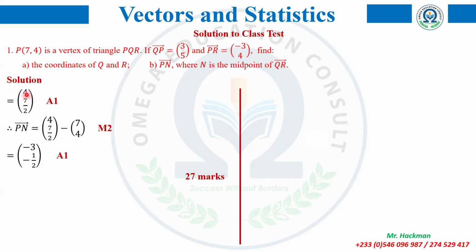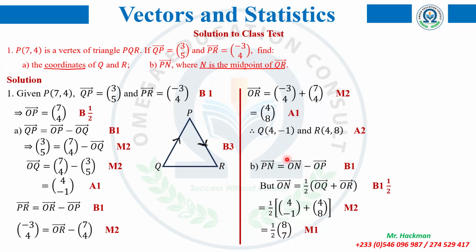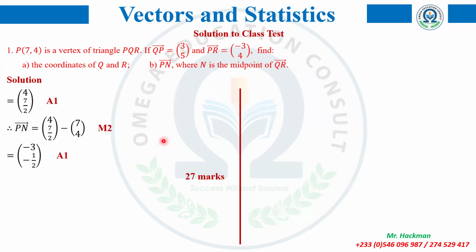So in this case, once we know vector ON, we indirectly know the vector PN. Therefore, the vector PN will be equal to the vector ON, which is what we have found, minus the vector OP. So the vector ON is this minus the vector OP, which is what we have here. If you subtract corresponding components, 4 minus 7 will give us minus 3. Then 7 over 2 minus 4.